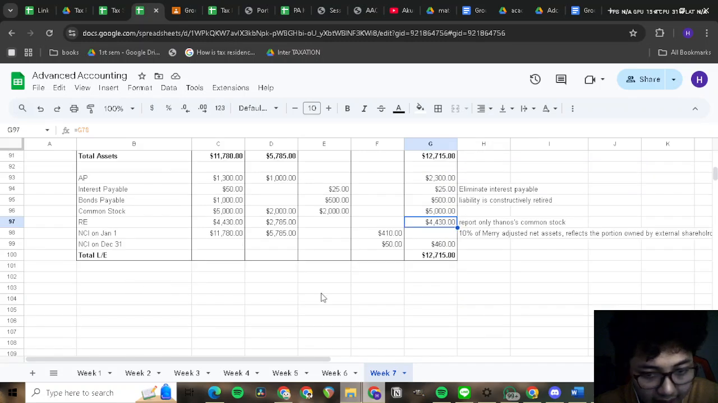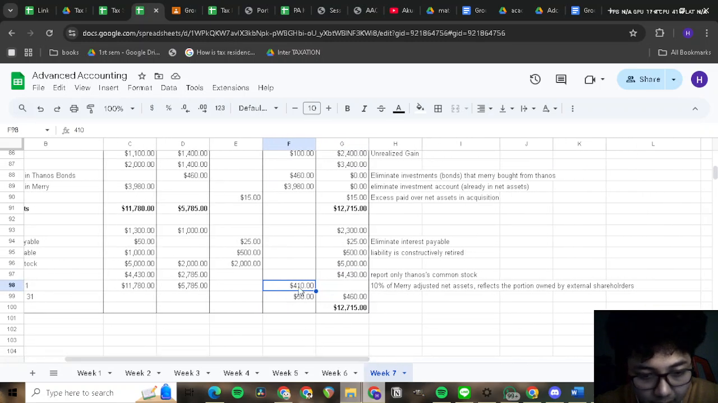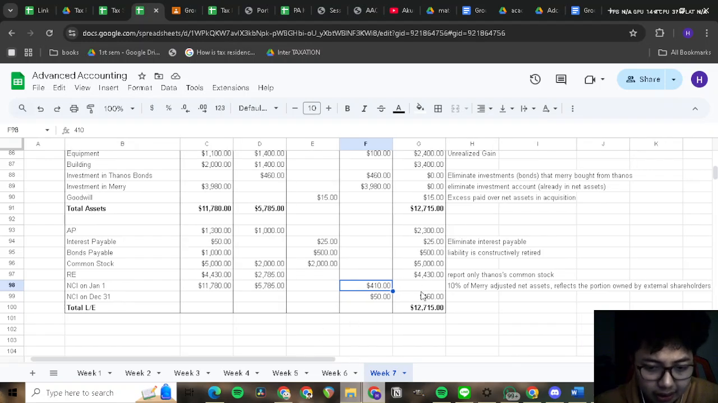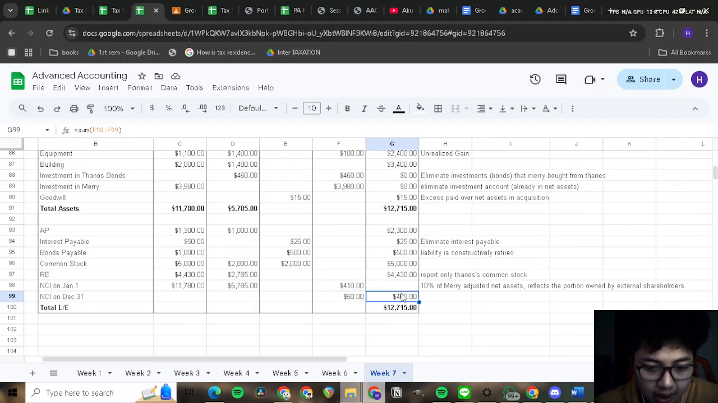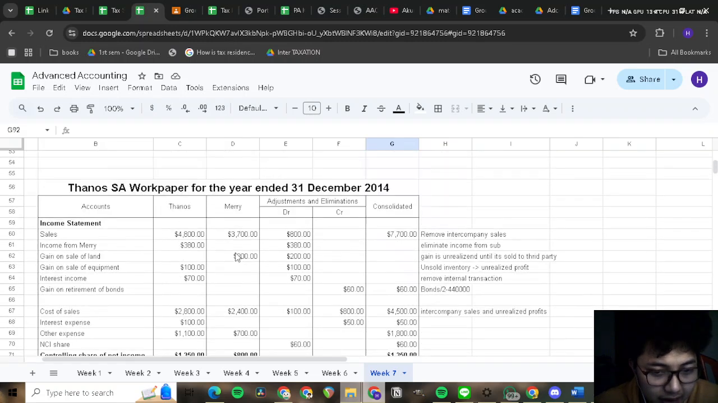And lastly is about the NCI, which what this number means, 460, is basically the 10% of Mary's adjusted net assets. It's basically the portion owned by people outside of Thanos, external shareholders. So that's why we need to recognize that as well. And overall, we can calculate both liabilities and net assets, and that should equal to this. And so this is the worksheet, the work paper that you need to make.